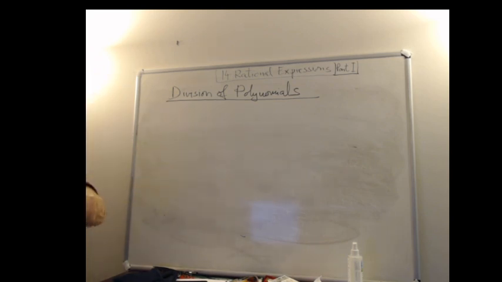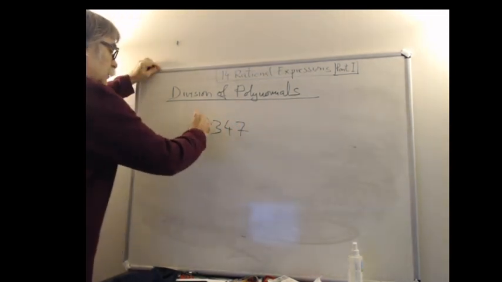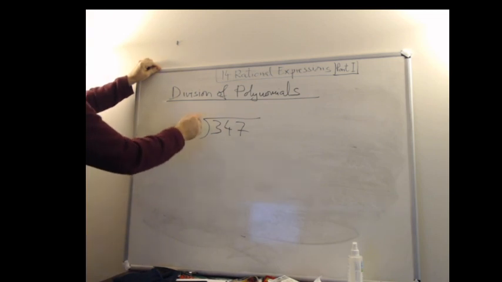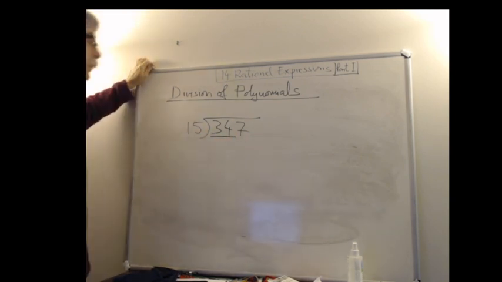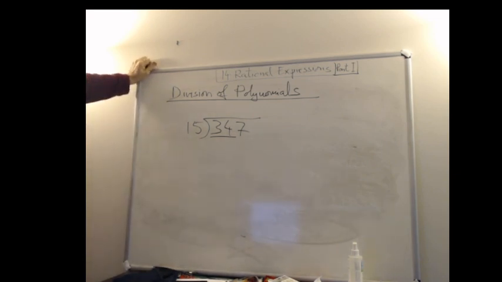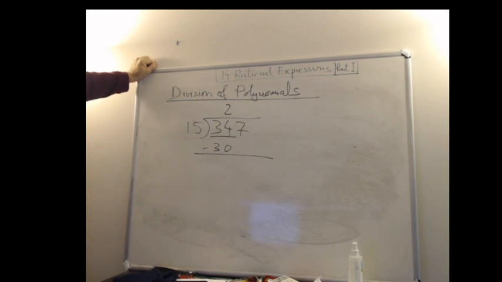Now I'm going to remind you on the long division how that works. 347 divided with 15. How is that going to work? You remember that? This is how it works. You are looking for the longest sequence here that contains 15. 3 doesn't, but 34 does. And it has it twice. And then you write twice here. You're always very careful about alignment. 2 times 15 is 30. And then you subtract. That's a long division.